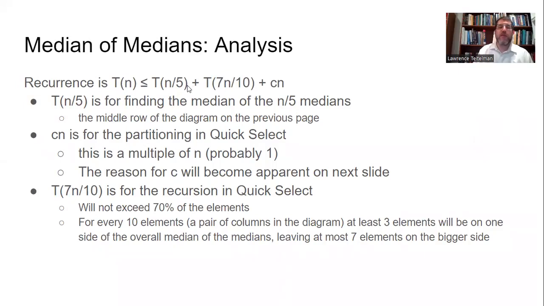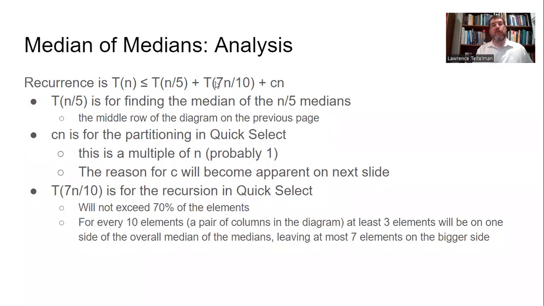So in terms of the recurrence, we're saying it's bounded above by this. Why? Because there are 3 pieces of work that need to be done. Number 1, we need to find the median of each of the medians. So what we do is we break it up into chunks of 5, and then we find the median of those. So we're doing the same algorithm on 1/5 of the data. So that's where this comes from.